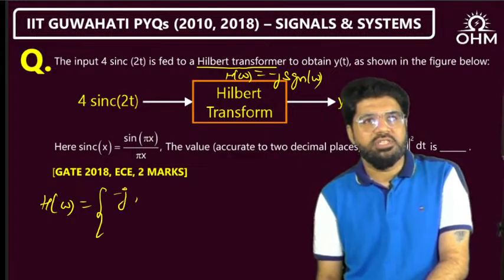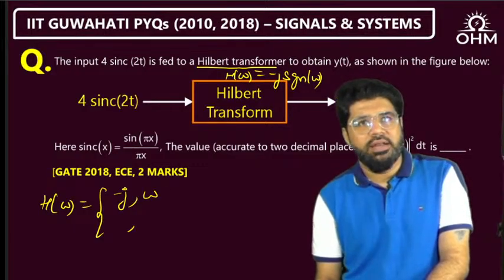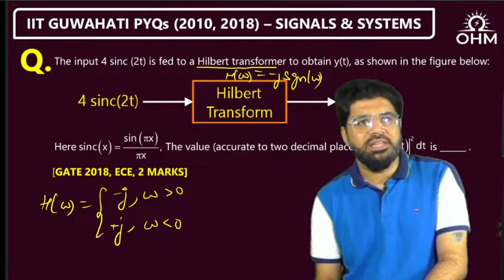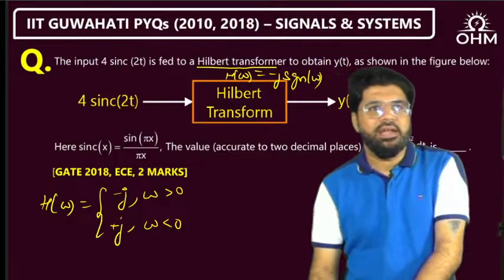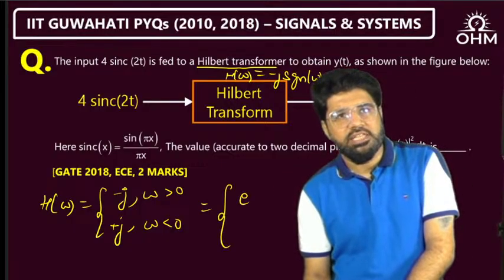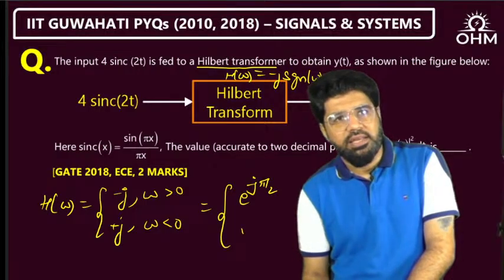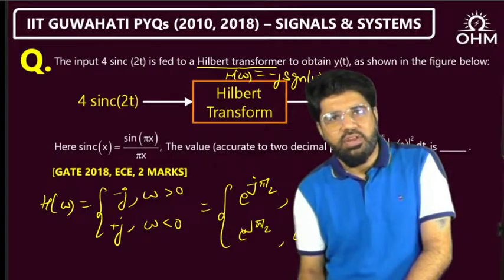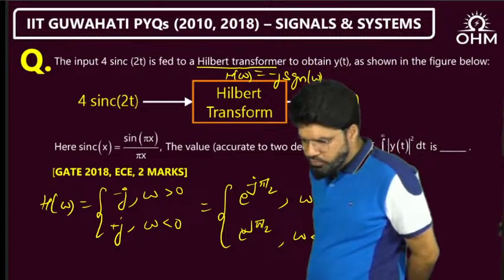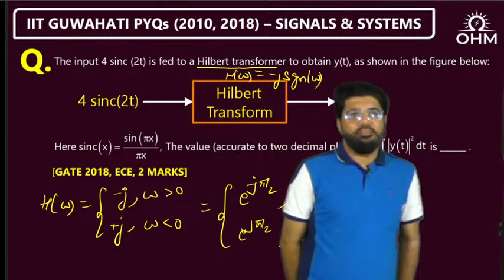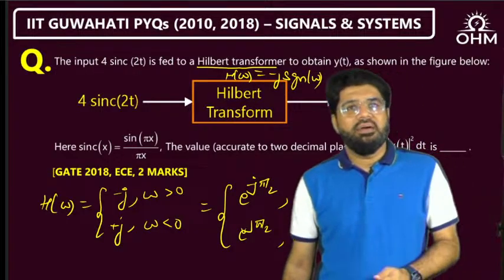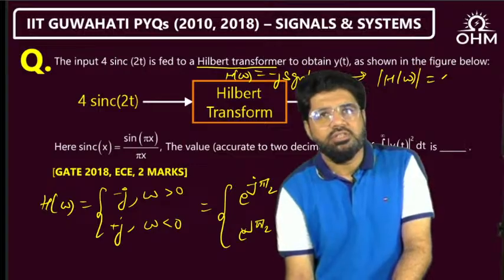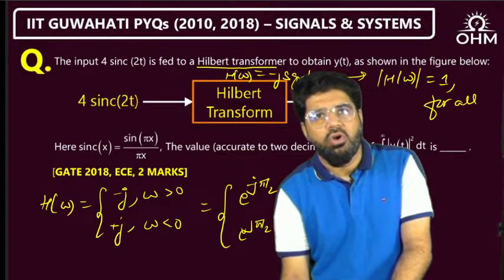Now signum we know, for positive value signum will be 1. So if omega greater than 0, signum is 1, so only minus j is left. For negative value, signum will be minus 1, so minus j into minus 1 gives plus j. Then you can break it into phase terms: the first expression as e power minus j pi by 2 and the second one as e power j pi by 2. It only brings a phase of minus pi by 2 or pi by 2 based on the frequency. But eventually, e power j theta has magnitude 1. So the modulus of H omega is 1 for all omega.